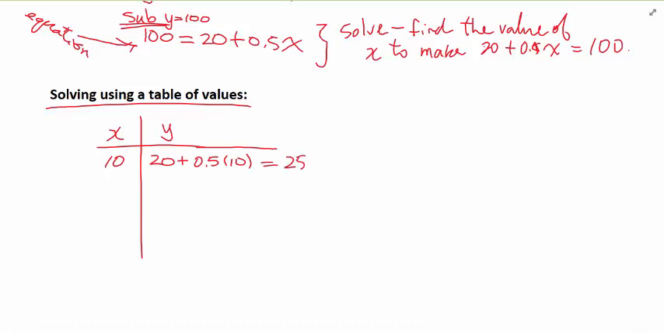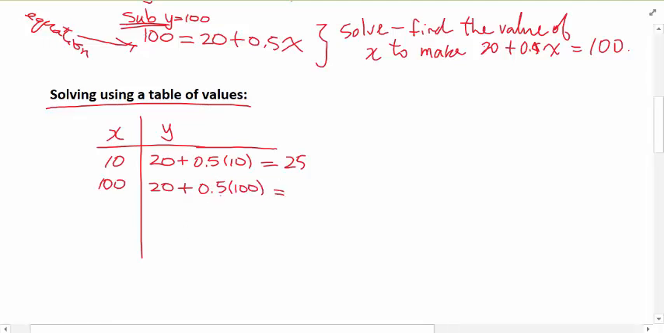Is that the answer? X equals 10? No, because X equals 10 only gives you 25. So we got a much bigger number, right? So let's go 100. Okay, so what do you get? 20 plus 0.5 times 100 is equal to what?